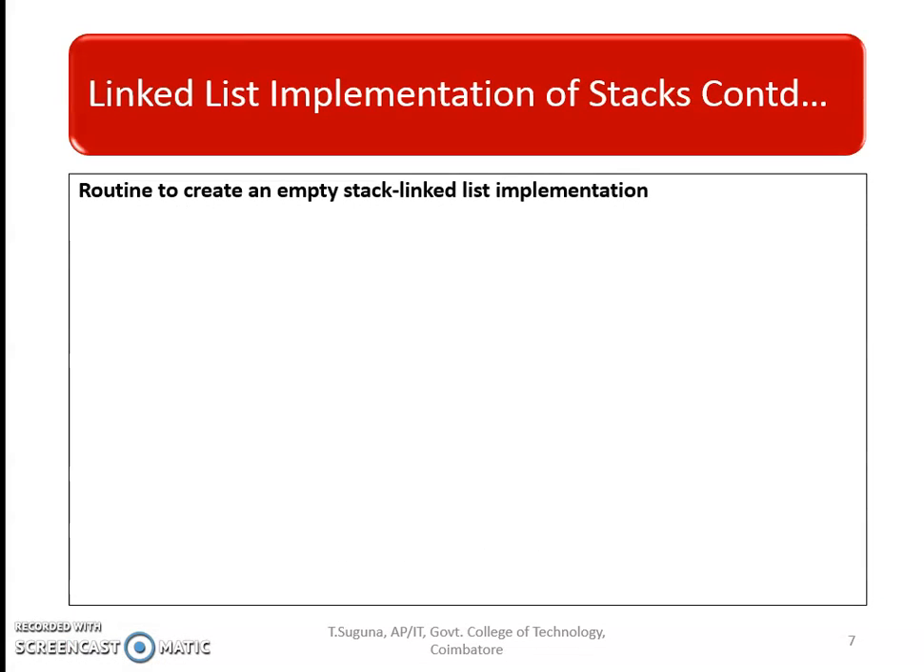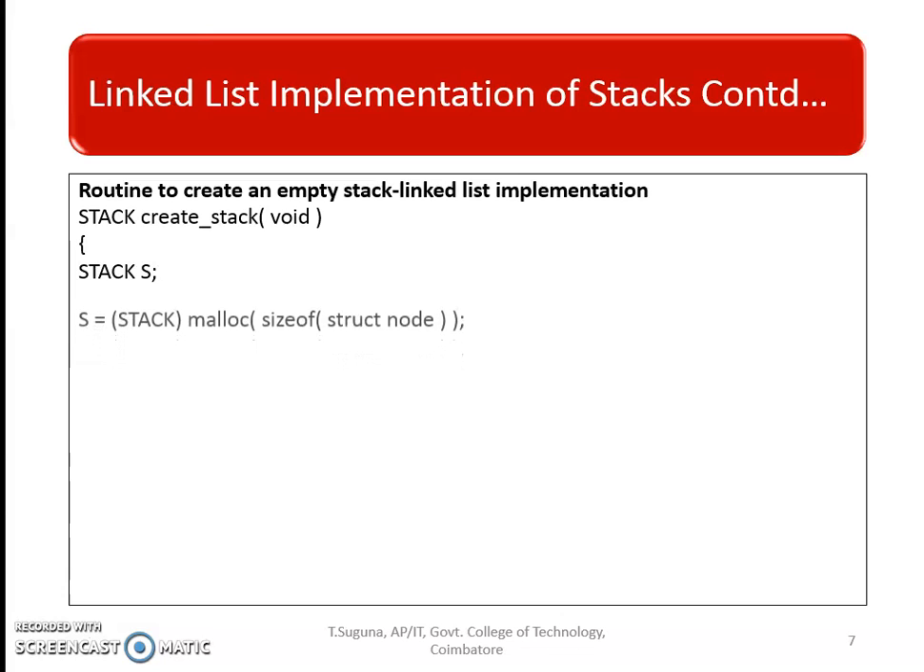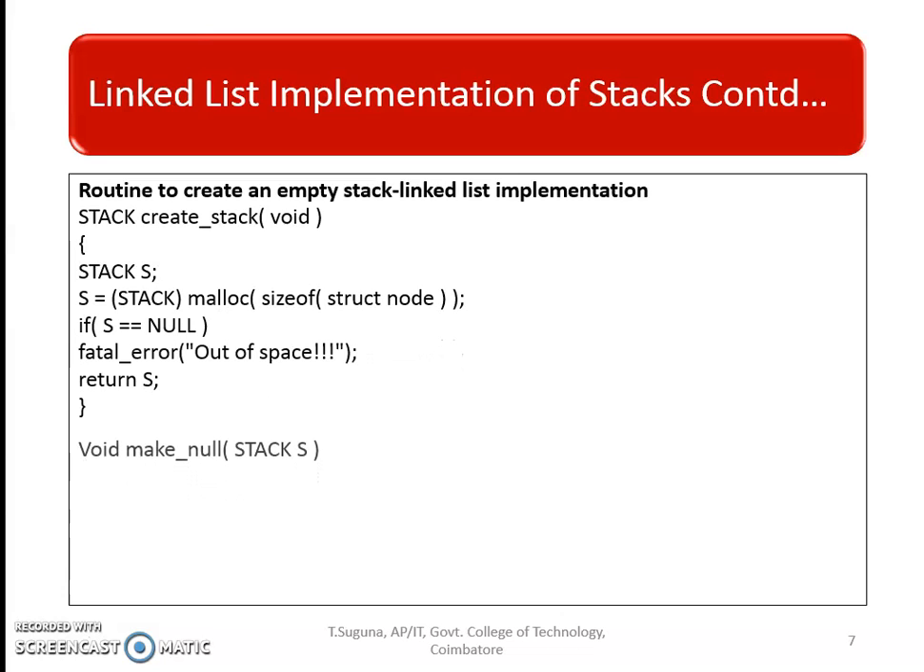The implementation is continued. This is the routine to create an empty stack using a linked list implementation. Empty stack creation is to create a node and make this the pointer for the stack. This is the routine for create stack. Here stack S is the variable for a stack. Then allocate the memory dynamically using the malloc function and check whether the stack node is successfully created or not. If it is successfully created, then return the address. If it is not successfully created, then it raises the error out of space.